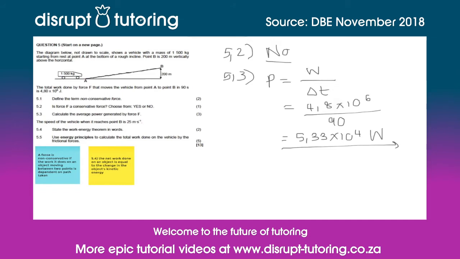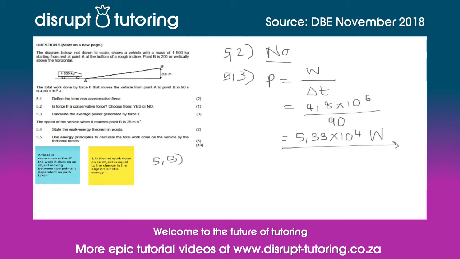Then it says state the work energy theorem in words, shown in the yellow sticky notes: the net work done on an object is equal to the change in the object's kinetic energy. We can use that in question 5.5, which says use energy principles to calculate the total work done on the vehicle by the frictional forces. Following from that definition, the net work is equal to the change in kinetic energy, so we can split up the work components and make them equal to the change in kinetic energy.